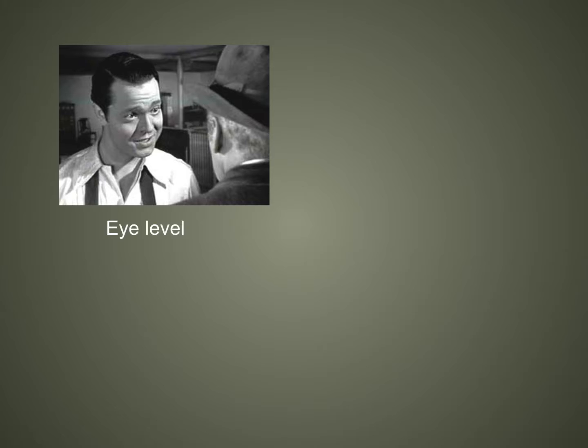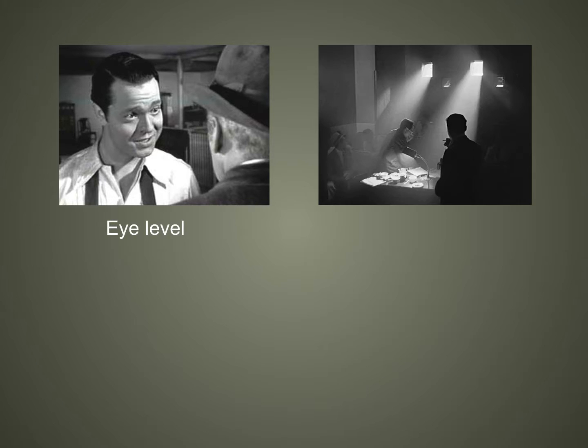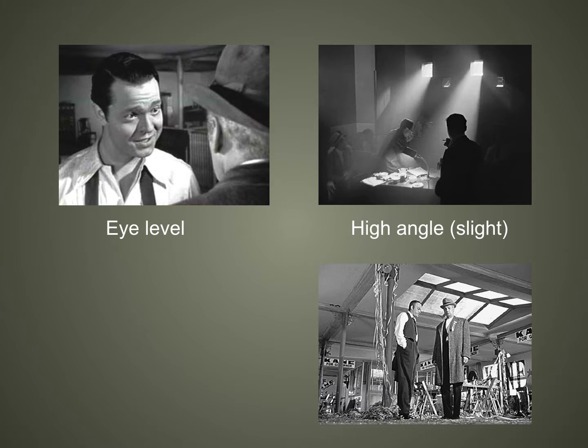Guess which one that is? This is eye level. This is a high angle, just slightly high. Again, these are both going back to our images from Citizen Kane. And here's one that we saw earlier as an example of the wide shot. Not only is this a wide shot, but that's a low angle because as you can see, the camera is down low shooting these guys from down low.